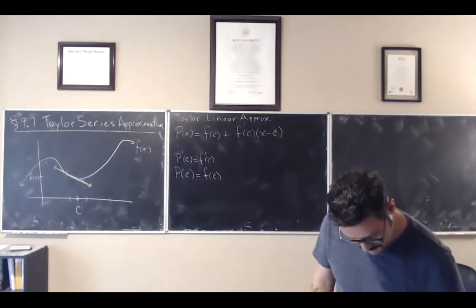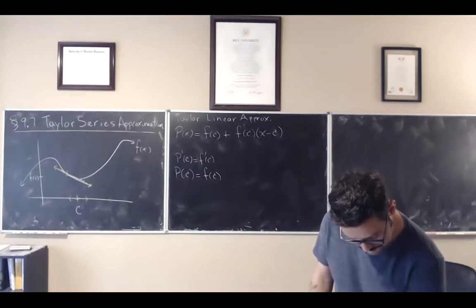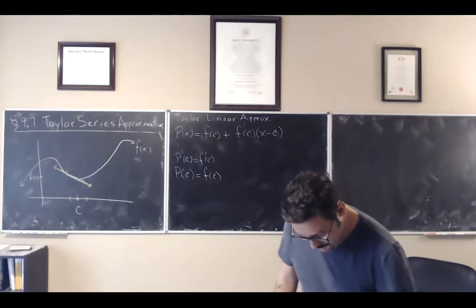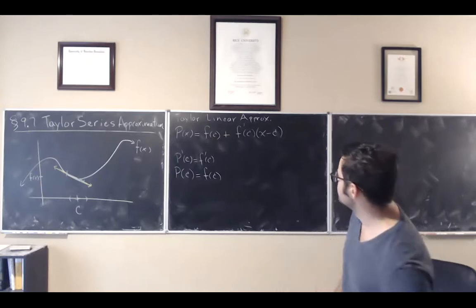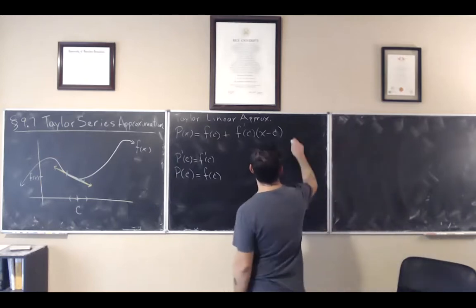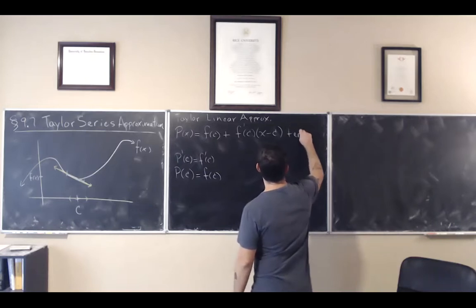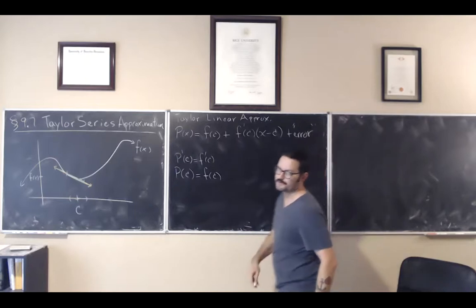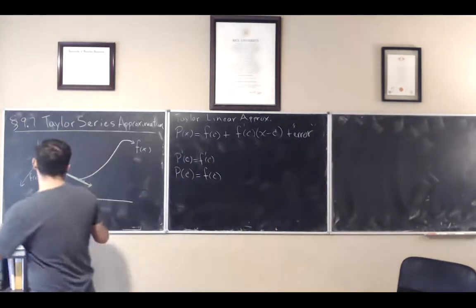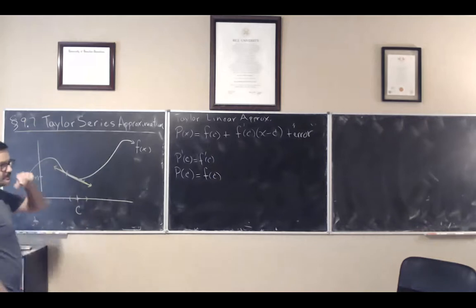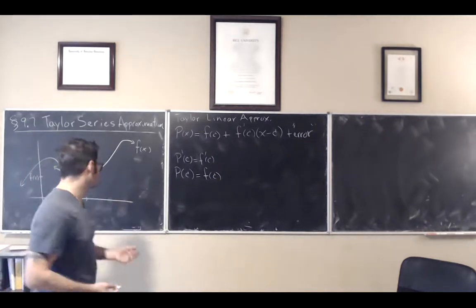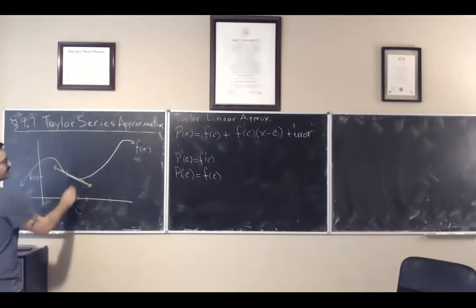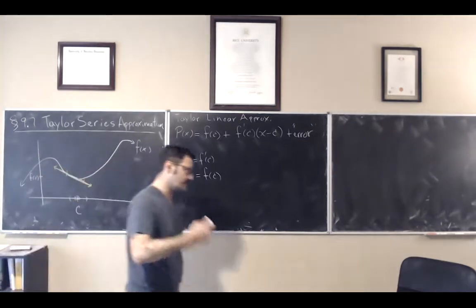I forget the notation they use for the error, but there's some error involved. It's not exact, but it's close. Especially the smaller the neighborhood around c that you take, the better this is going to be as an approximation to the real function.